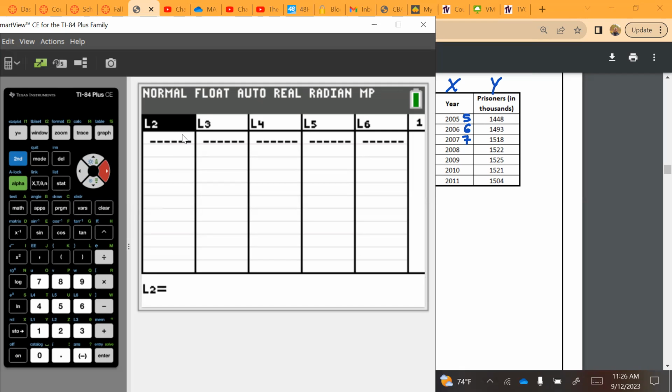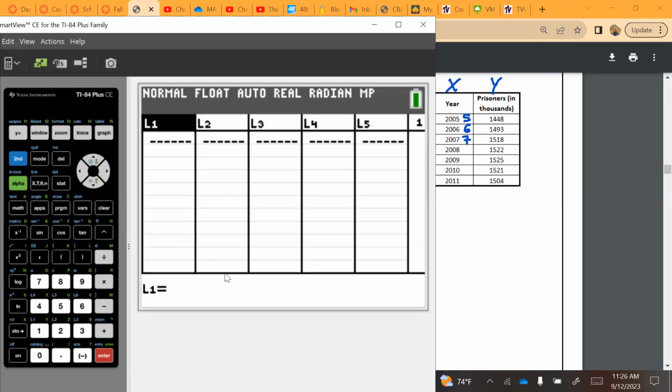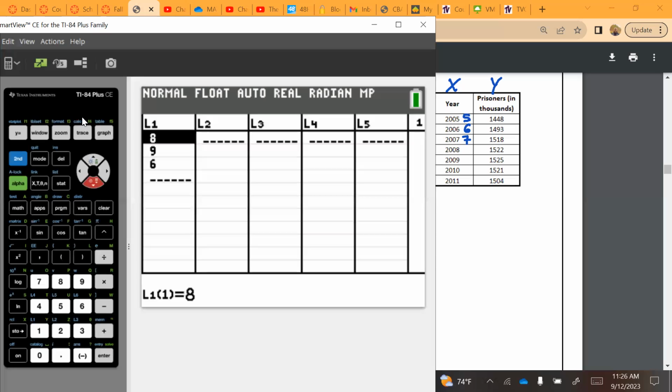With my cursor on L2, I would go second, insert, and I want to insert a new list. I'm going to call it L1, so I'll go second 1, enter, and now it's back. And if there had been any data in there and I deleted it and then brought it back in, the data will still be there. All right, so let's put this stuff in.